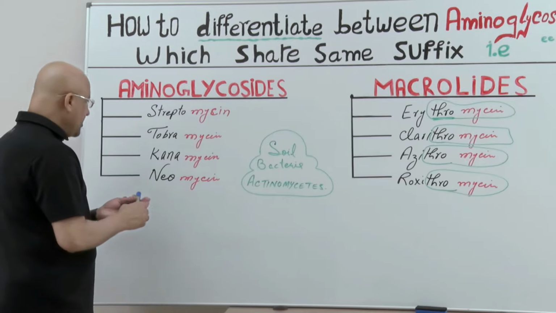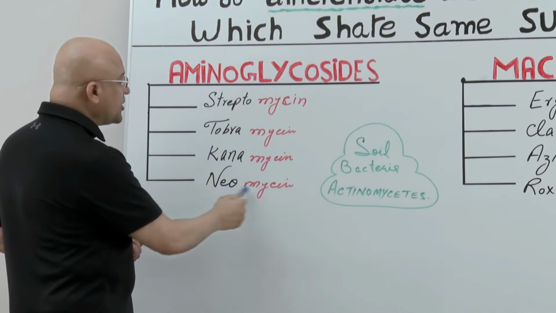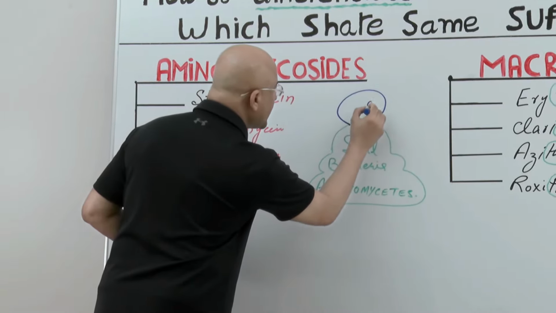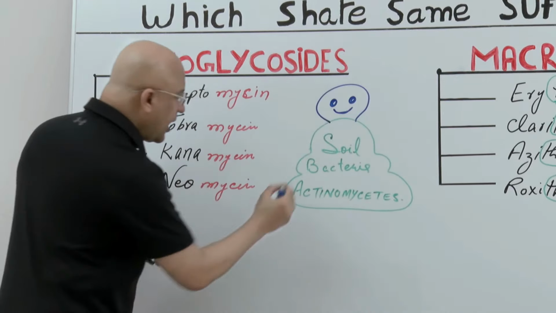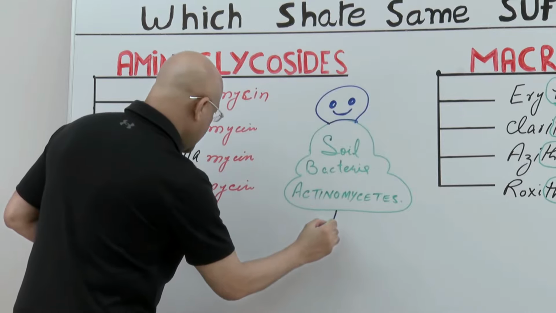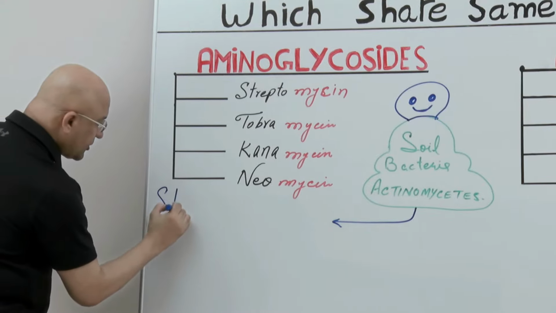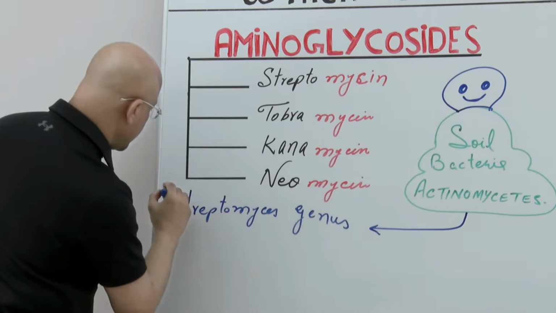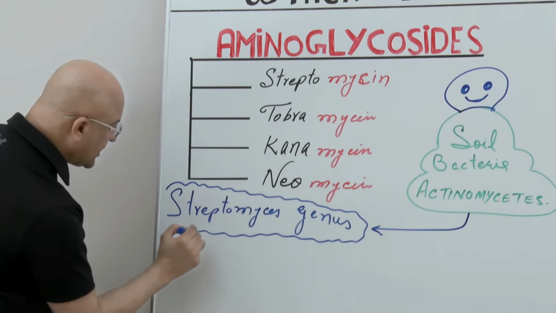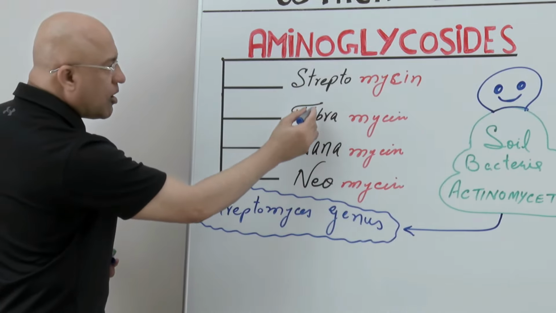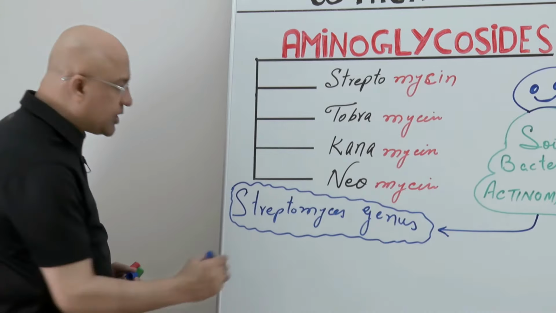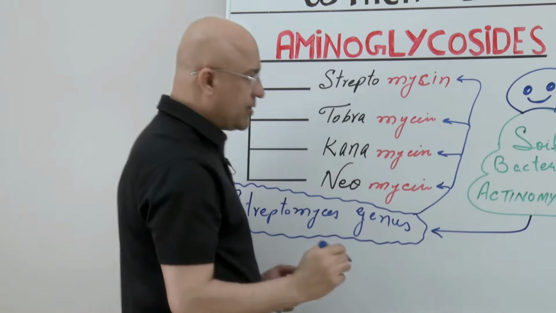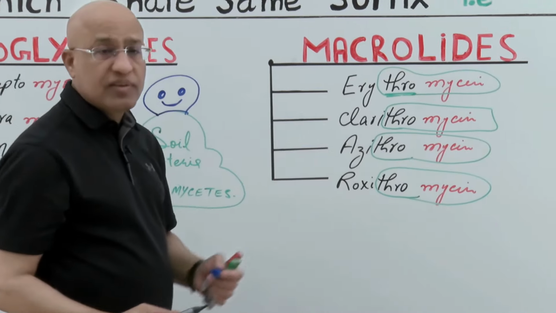Now, from where are streptomycin, tobramycin, kanamycin, neomycin and similar aminoglycosides derived? They are derived from one genus, the Streptomyces genus, right? This Streptomyces genus, which is a subtype of actinomycetes, is responsible for all these aminoglycosides which end up with mycin.